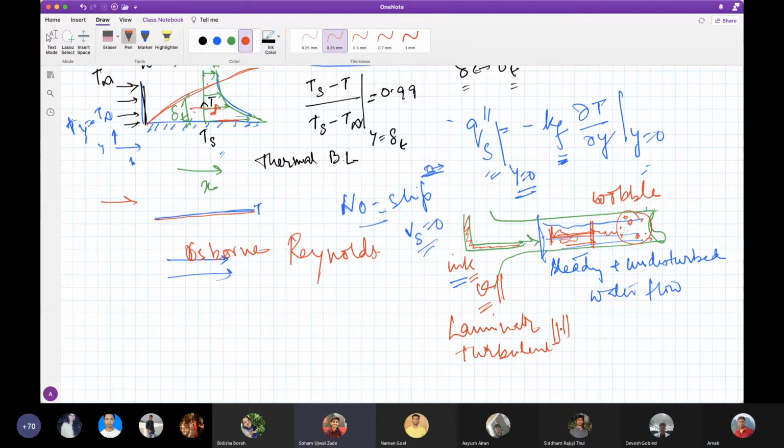Sir, there's only movement in the x direction when we talk about the boundary layer, right? But there's no movement along the y direction, or we neglect it because it's very insignificant. No, why?